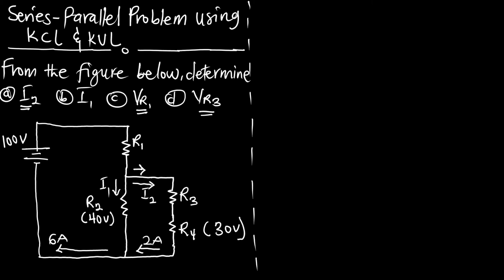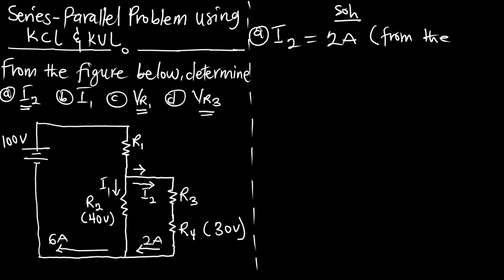So our solution. The A part, the current I2 is equal to 2 amperes, that is from the figure. We just got the answer from the figure. Looking at the branch, let's call this branch AB. Looking at the branch AB, you can see that the same current is flowing through. And if we measure it to be 2 amperes, definitely I2 is also 2 amperes.